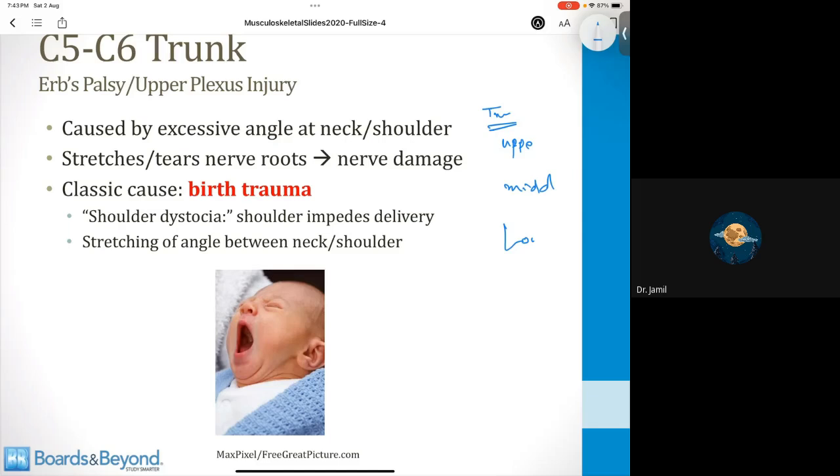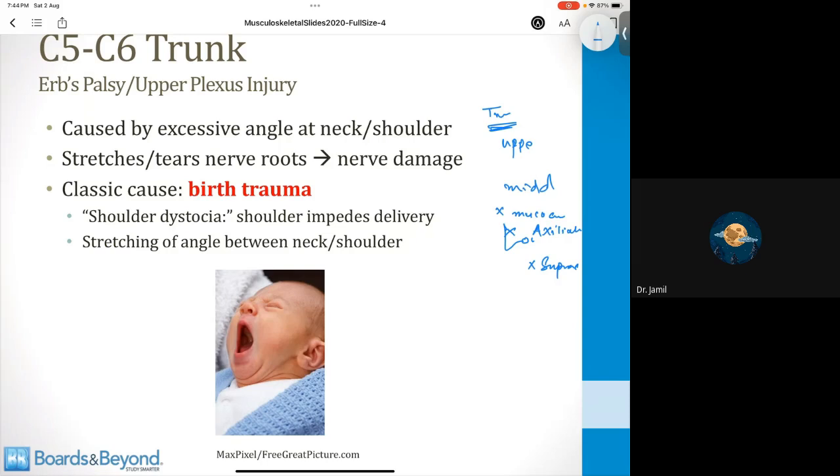Okay. What do you guys think? Which nerves is the upper trunk going to supply? Musculocutaneous nerve. Okay, musculocutaneous. What else? Axillary also. Yes. What else? Suprascapular nerve. Yes. Perfect. So the upper trunk is going to give rise to these nerves, which we'll be discussing.